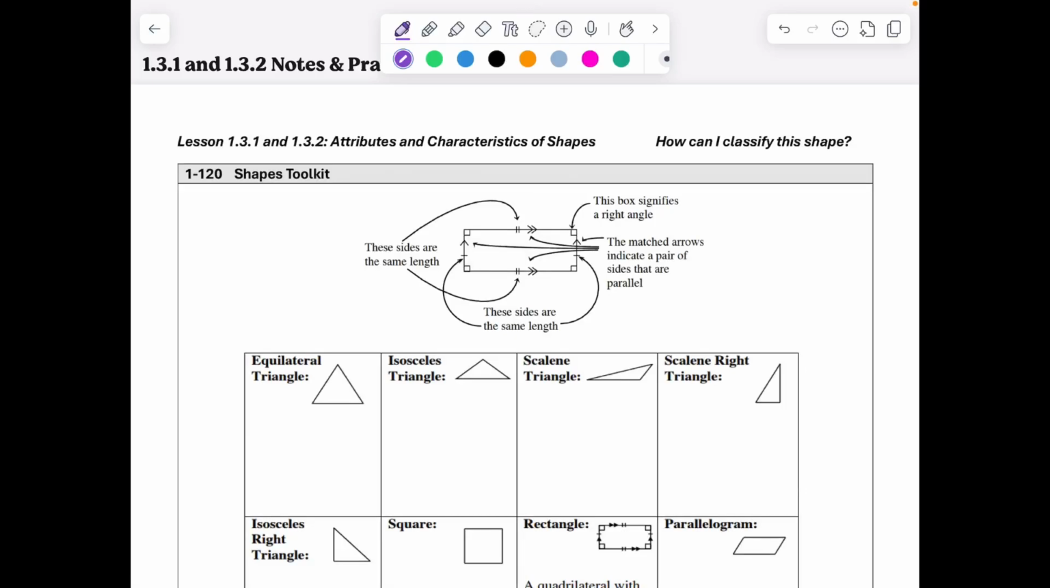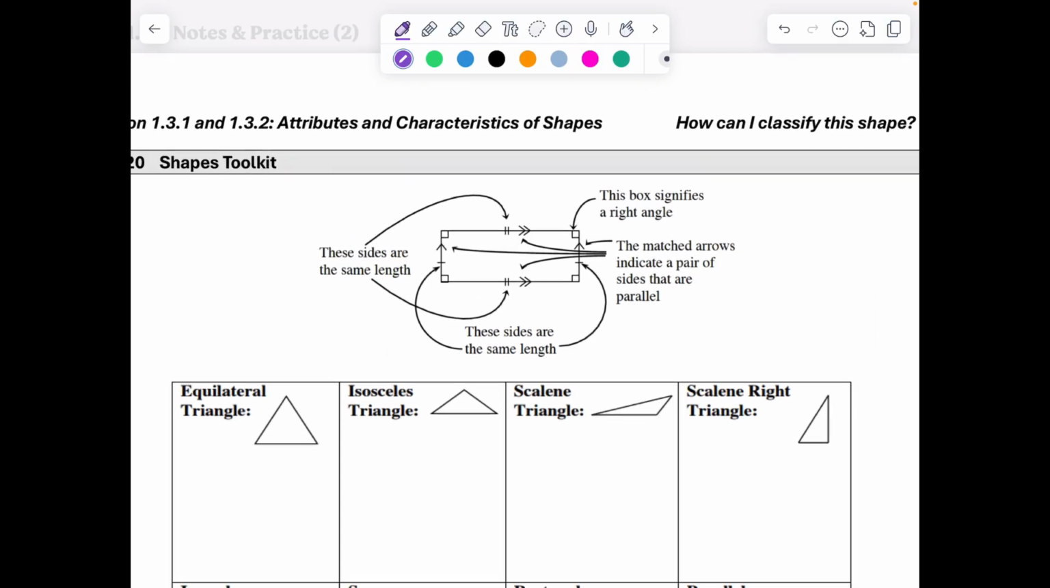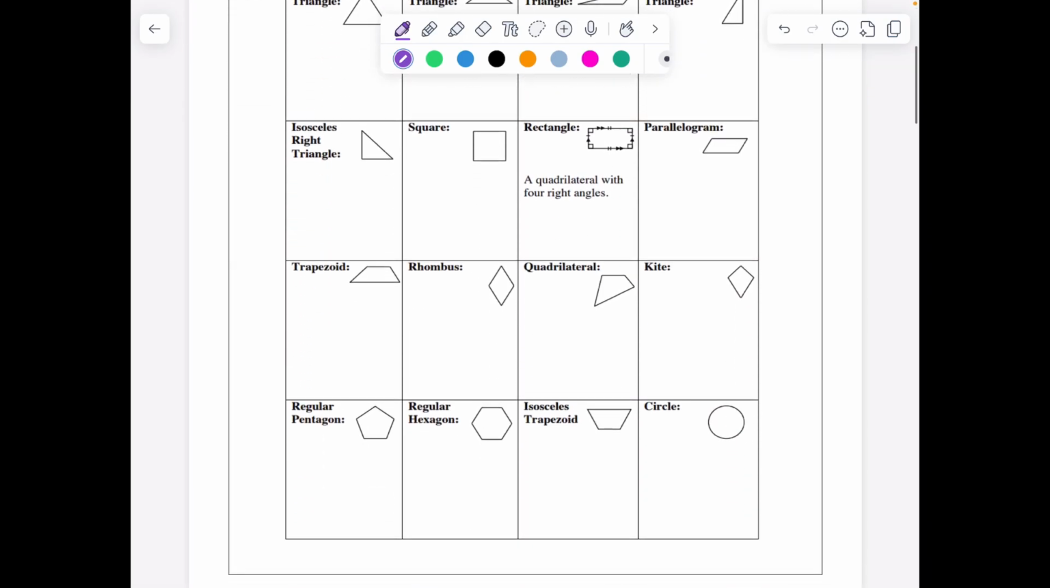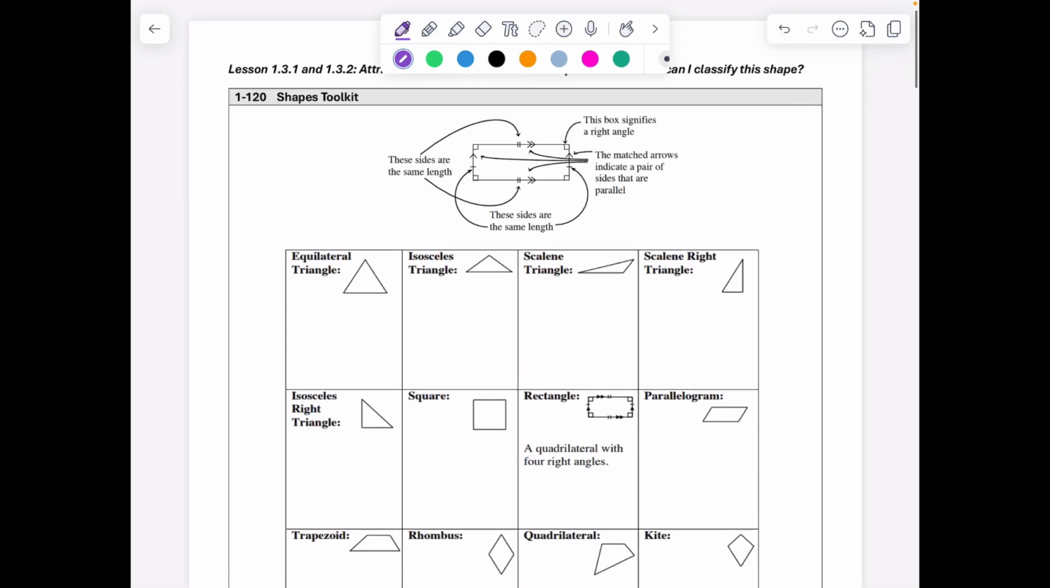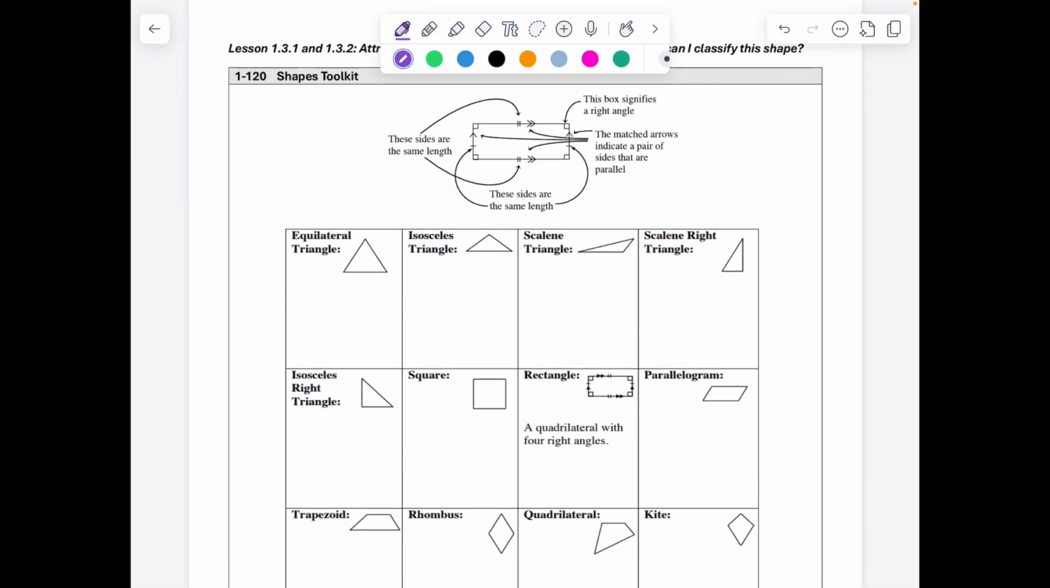This is lesson 131 and 132. We are talking about attributes and characters of shapes. When we want to talk about shapes, we can talk about them using our words. It's important to know some vocabulary, but it's also helpful to have markings or notation that we use as well. So we are going to fill out this shapes toolkit here. That's going to be helpful to us.